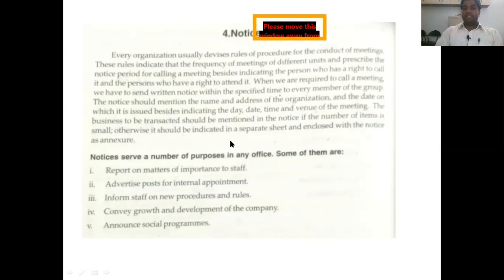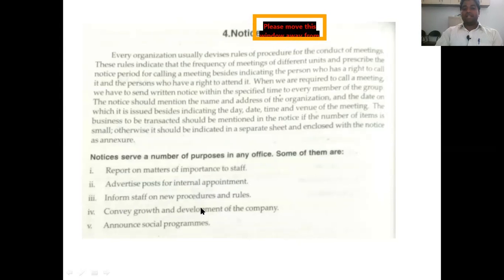Otherwise, it should be indicated as a separate sheet and enclosed with the notice. So some of the notices play an important role. Some of them are reports on matters of importance to staff. Second one, advertise posts for internal appointment. Third one, inform staff on new procedures and rules.